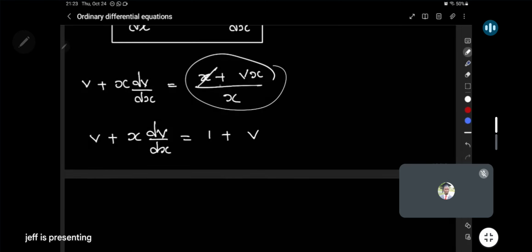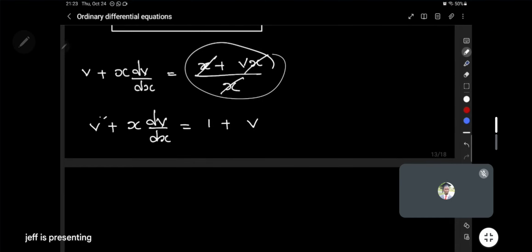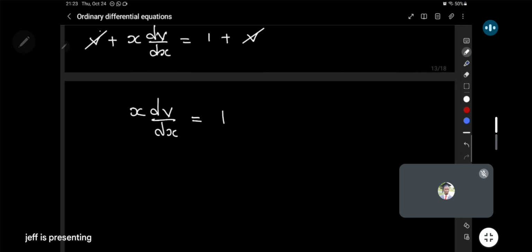Since x is present everywhere, you remain with just 1 plus v on the right side. The v on the left and the v on the right subtract out, so that now we have x dv/dx equals 1. The idea of solving homogeneous equations is that once you make the substitution, the resulting problem will still be a differential equation, but one that you can now easily solve by separation of variables.